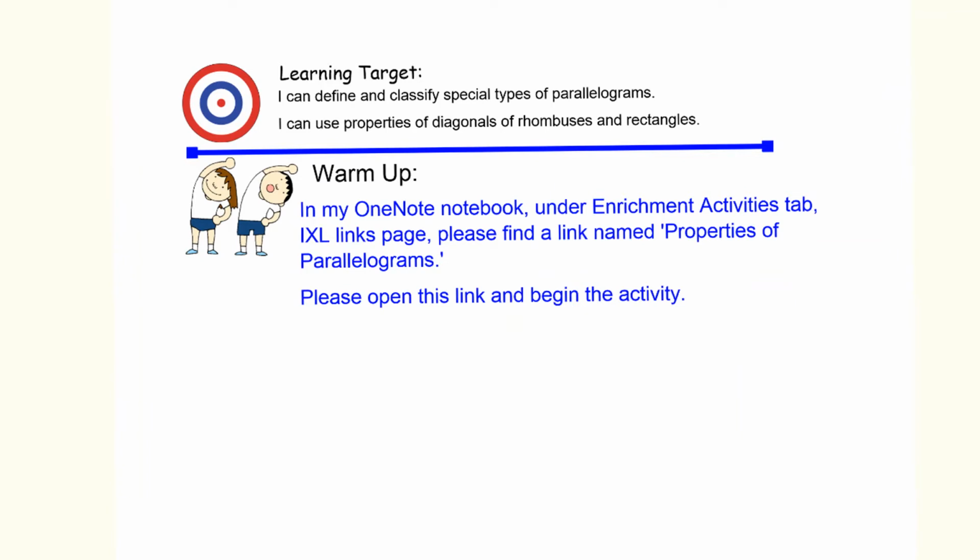The first thing that you should have done is the IXL link, which you can find in my notebook under the Enrichment Activities tab. It was the properties of the parallelogram. If you haven't done this already, we need to do our 20 problems, and remember to take a screenshot of those and then place them in your notebook under our warm-ups tab.